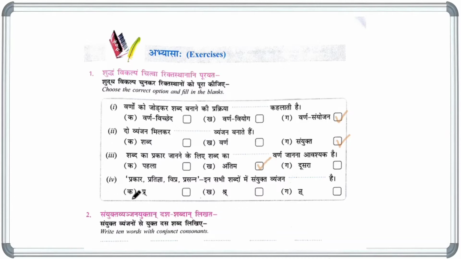Fourth question: prakar, pratigna, vipra, prasanna. इन सभी शब्दों में संयुक्त व्यंजन डैश है. In these four words, what is the common samyukta vyanjana used? That is pra, with halant, the letter used in all four words: prakar, pratigna, vipra, prasanna. So pra is repeated in all these four words. Therefore the first option is the right option.